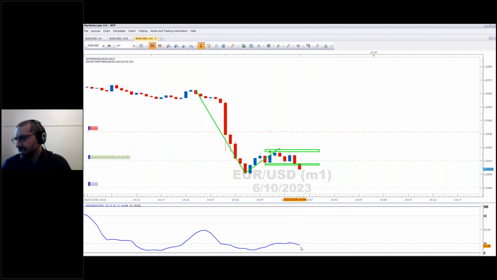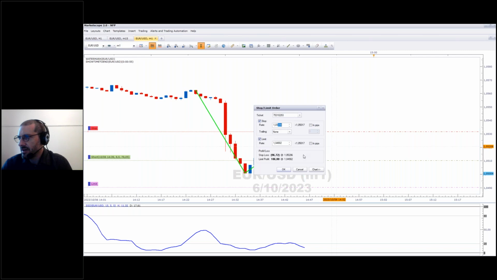Okay. Nice to see the stochastic moving back into 20. Another 20 seconds. Next candle in the next 17 seconds. All right, let's get this down just above that resistance area.